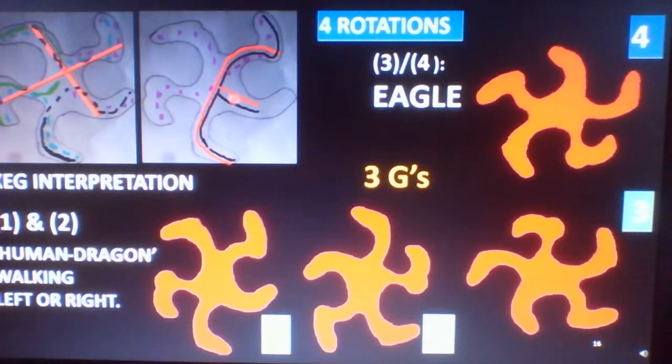And the other 2 orientations are of eagles. And I've shown you again here how to interpret SEG. Okay, this is how to interpret it.